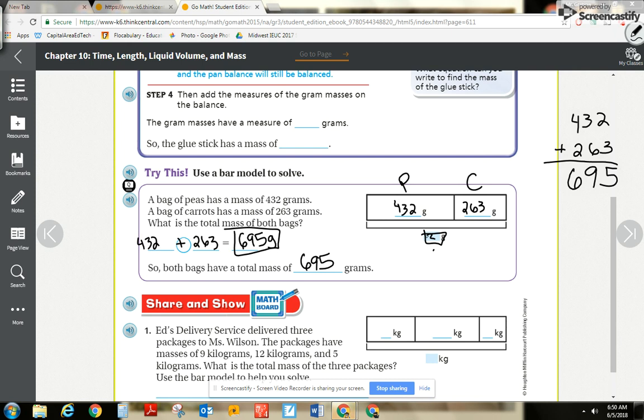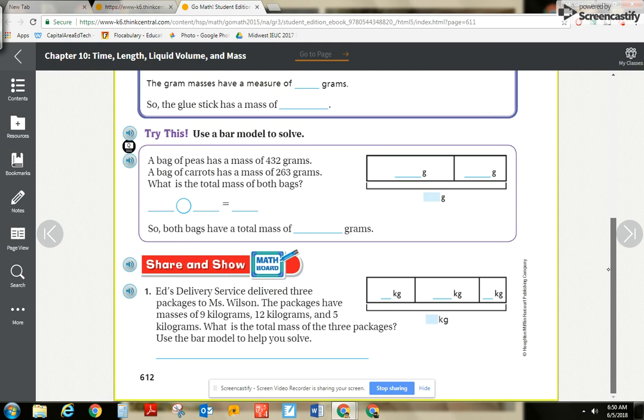Now I can fill this in since I finally figured it out. So I do like bar models. It definitely helps me break up and visualize how one part and another part can equal the total here. Go ahead and go to page 612 and pause this video, and I want you to see if you can solve number 1 all by yourself.